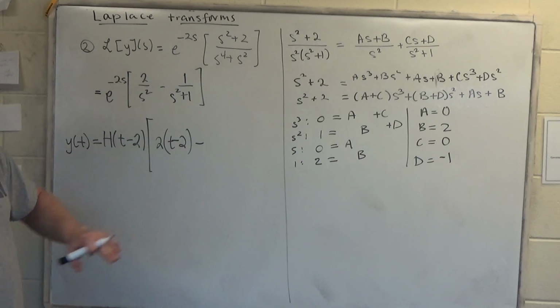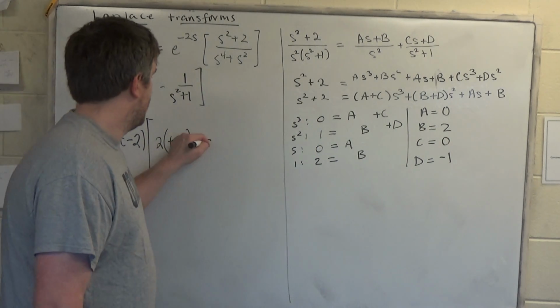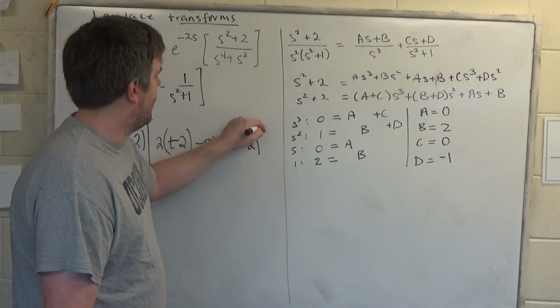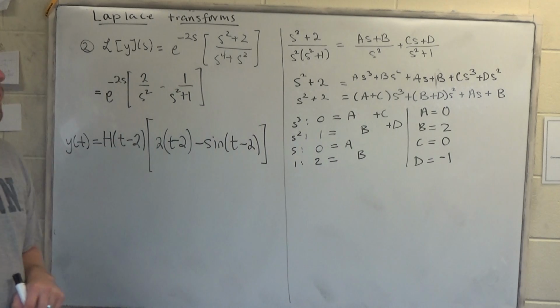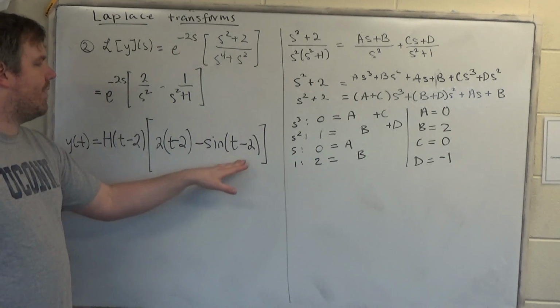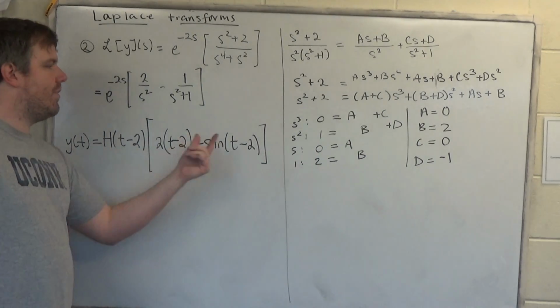So we have our minus sign, and then 1 over s squared plus 1 is the transform of sine of t. So we have sine of t, except it has to be t minus 2, because that's what our rule tells us to do. One way to think about this is that the Heaviside function pollutes everything that it touches. The arguments have to be the same all the time.